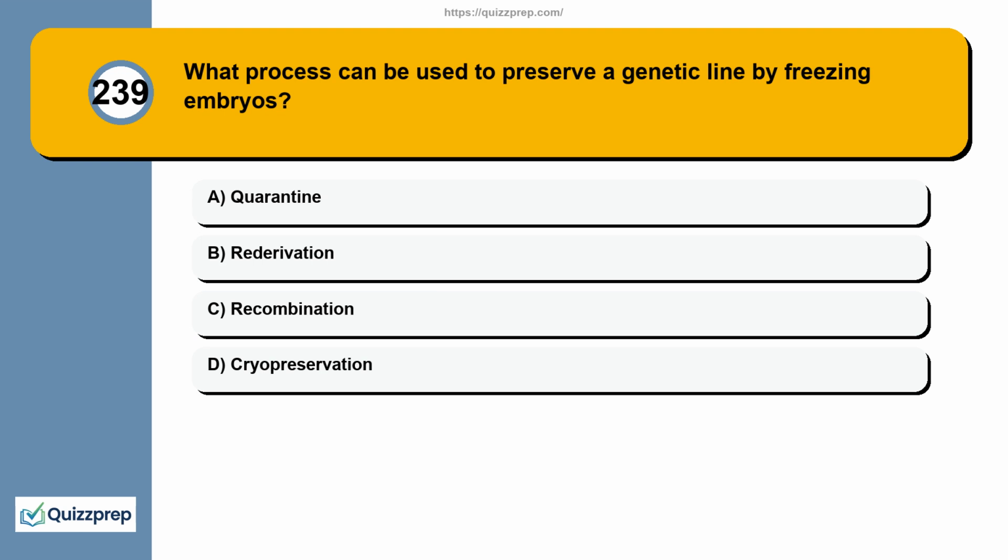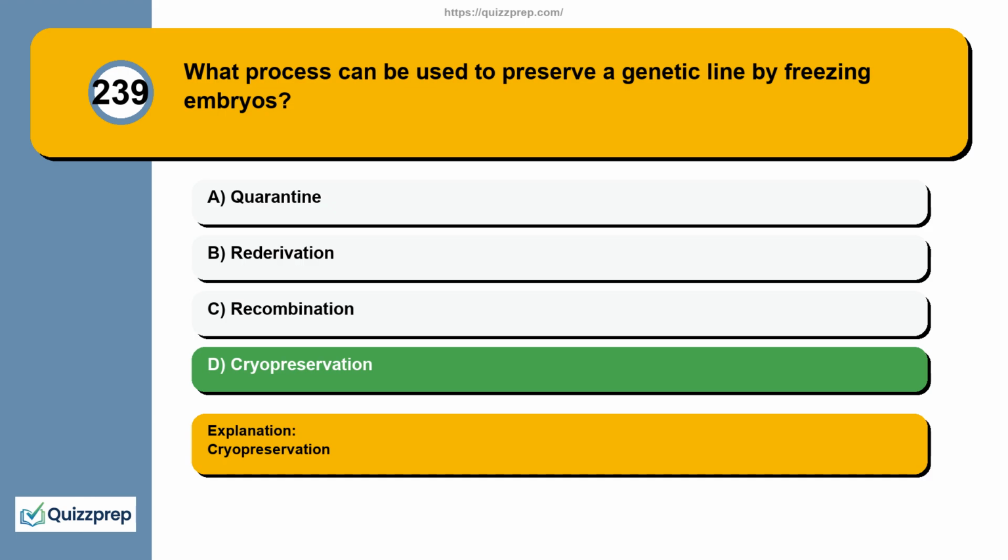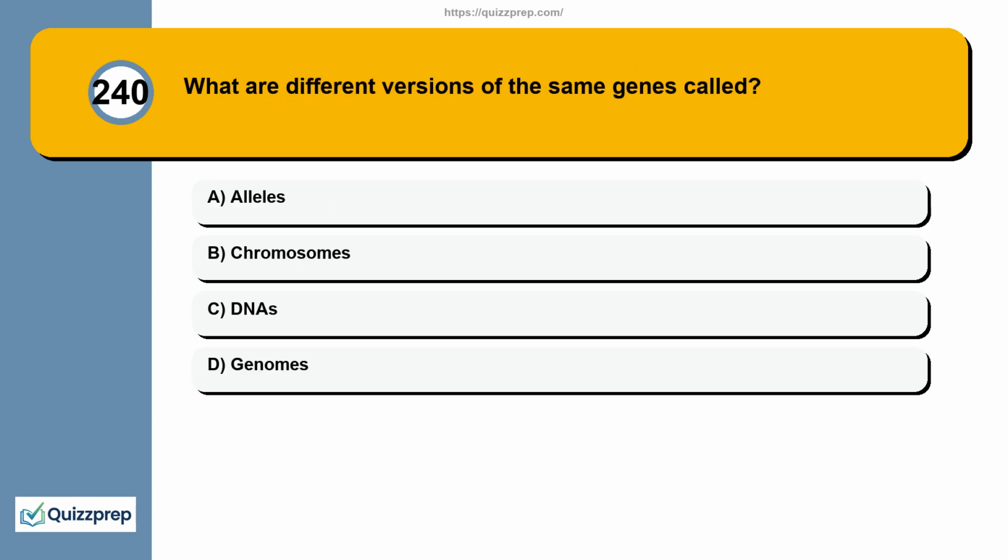Question 239. What process can be used to preserve a genetic line by freezing embryos? Option A, quarantine. Option B, retroivation. Option C, recombination. Option D, cryopreservation. The correct answer is option D, cryopreservation.